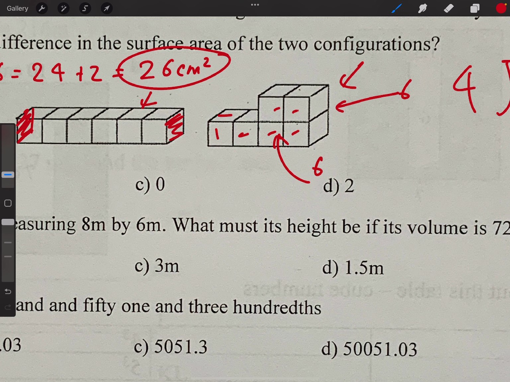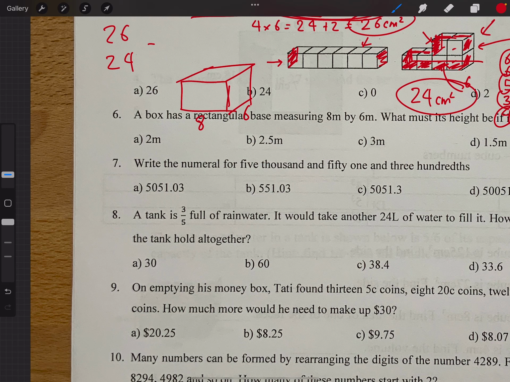Alright, and it's 8 by 6. Now the height we don't know, but we do know the volume is equal to 72. The volume is equal to the length times the width times the height. So 8 times 6 times the height will give me 72. 8 times 6 is 48. 48 times what number is going to give me 72?